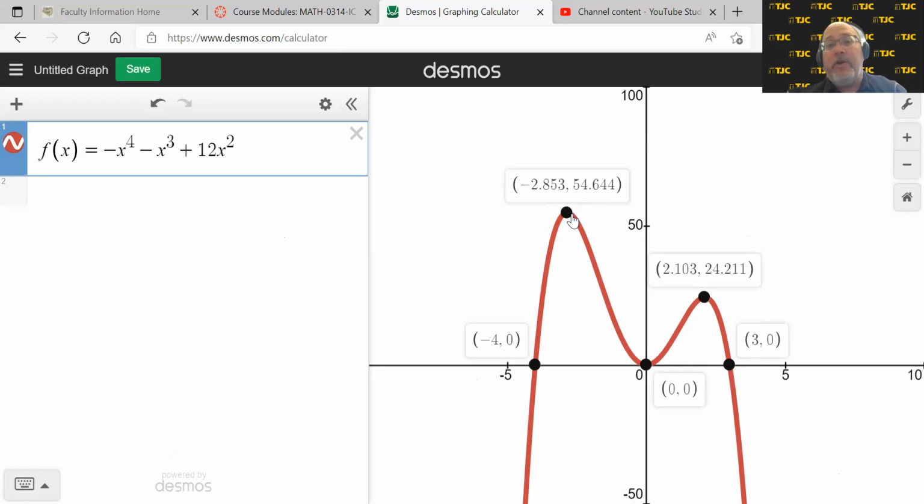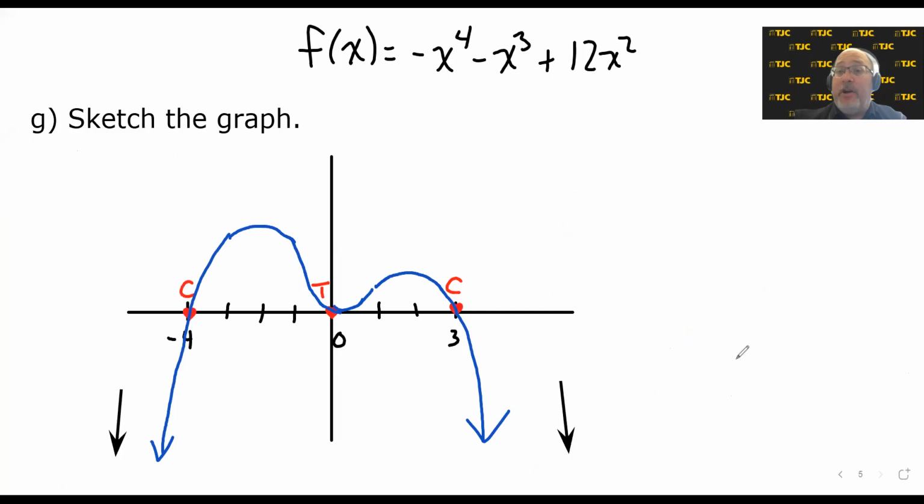Let me insert joke there. Before it turns around the first time, not as high the second time. But again, that's a calculus question, and without calculus, we can't find those values. All right, so that's not too bad a job sketching this graph by hand without using technology at all.